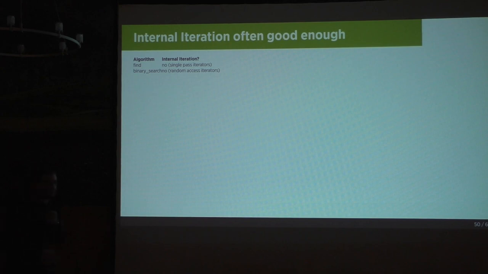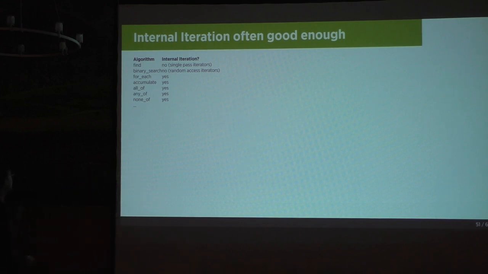It turns out many of the algorithms that we are using, for them actually internal iteration is good enough. Now for find, it's not, because it returns an iterator. Actually, it's fine if you make it return a value, then it's okay. So we actually have a variation on find that returns you a value, and that you can use with internal iteration. Binary search, well, that's really iterator land.